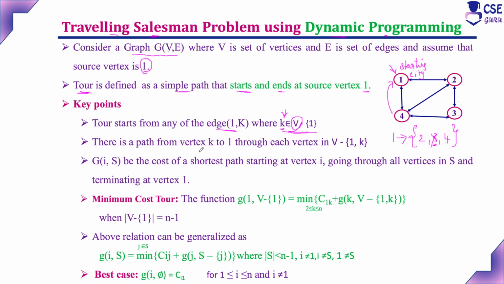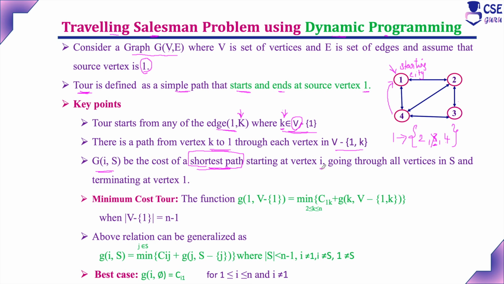Next, there is a path from vertex k to 1. If you are visiting the kth vertex, from the kth vertex he has to return back to the starting city. That should be a path through each vertex in V minus 1 comma k. And G of I comma S be the cost of a shortest path. So here this is the main aim. The cost should be minimum. That is the shortest path. So G of I comma S be the cost of a shortest path starting at vertex I.